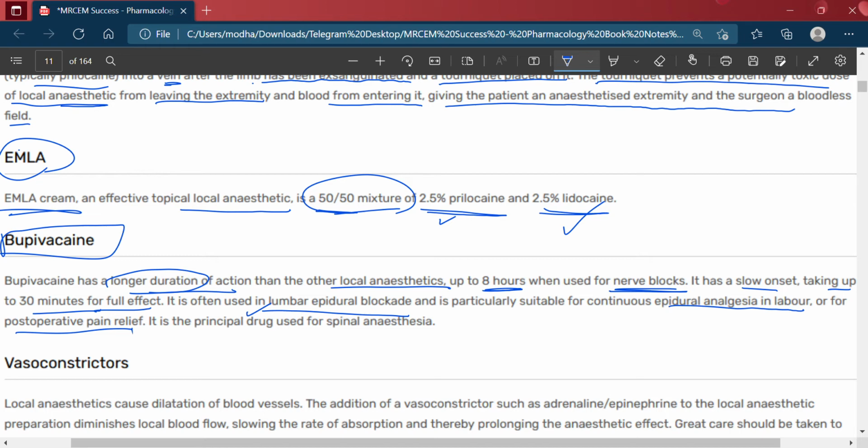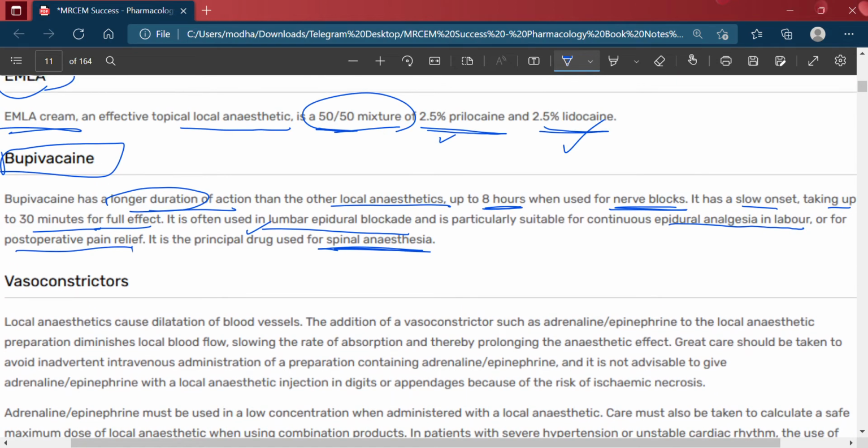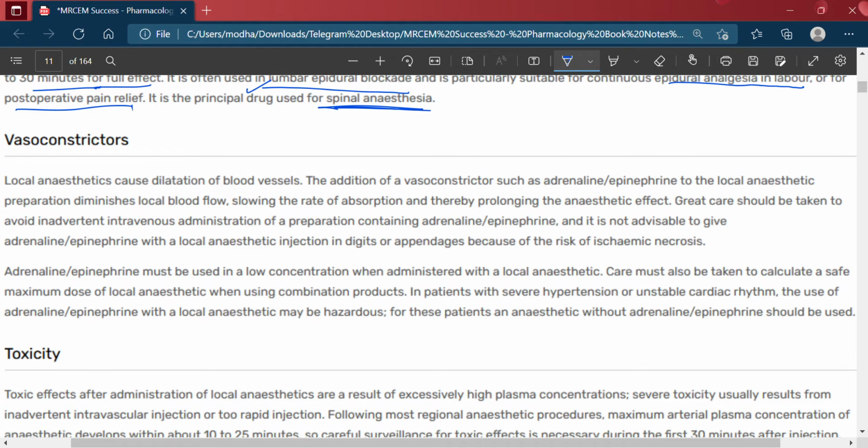It is the principal drug used for the spinal anesthesia, the bupivacaine. Then we will discuss the vasoconstrictor. Local anesthetics cause dilatation of the blood vessels.